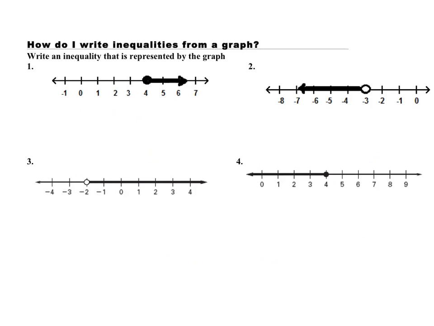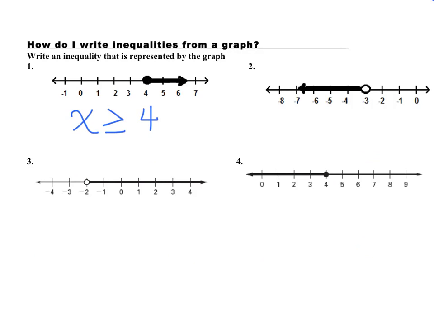All right, so how do I write inequalities from a graph? Write the inequality that is represented by the graph. So we have a shaded in dot, meaning that it's going to equal the number that it's on. So it's going to be x, because that's what we're referring to. It's going to be x is greater than or equal to 4, because it's going to the right. Anything going to the right is going to be greater. Anything going to the left is going to be less than.